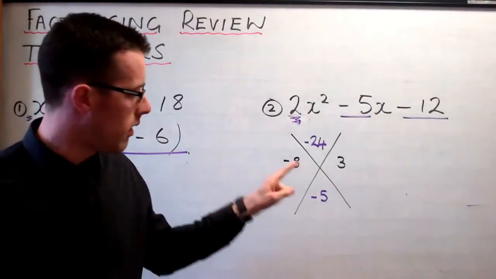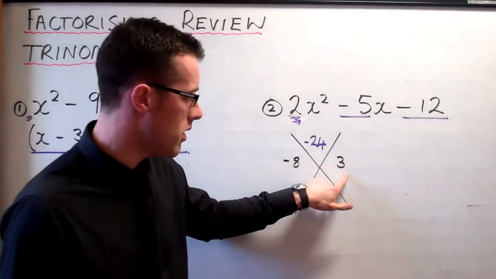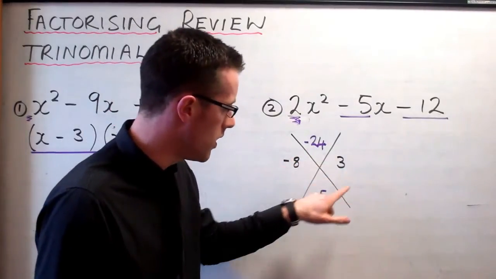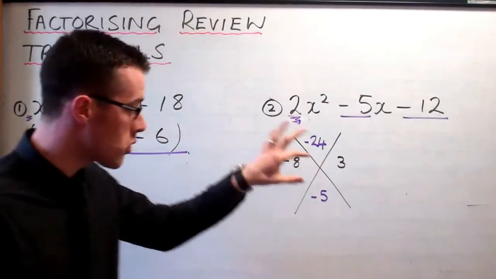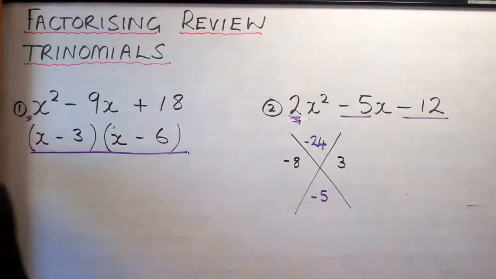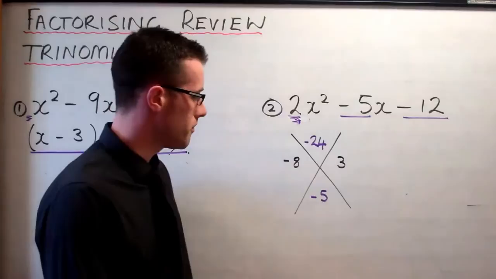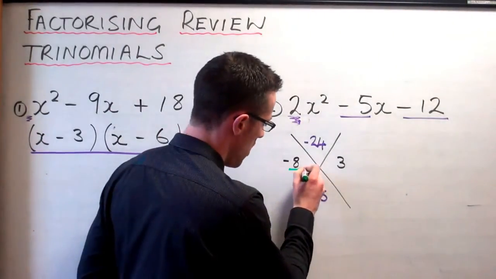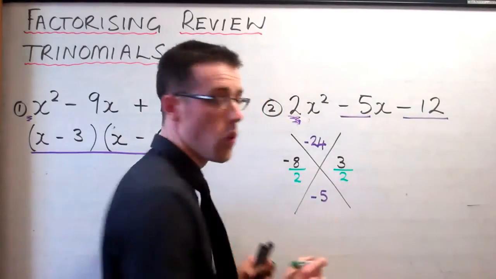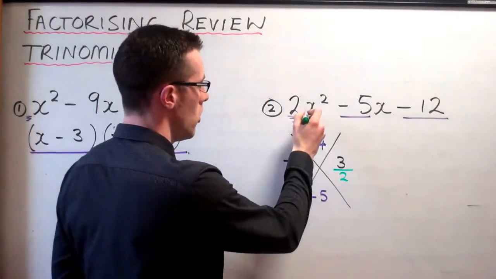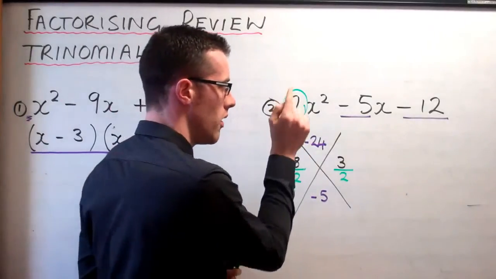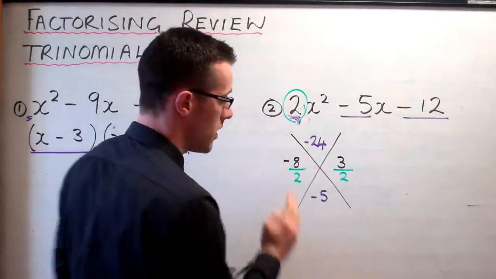So let's just check that. Negative 8 times 3 is negative 24. Negative 8 plus 3 is negative 5. So that's it. So we've solved a little puzzle. Now, the magic X method, the last thing you need to do is to divide by the 2. Now, where does the 2 come from? The 2 is the lead coefficient. That's the first number you see. The number in front of the x squared, you have to divide by that.